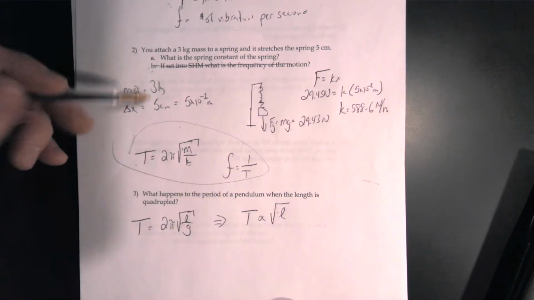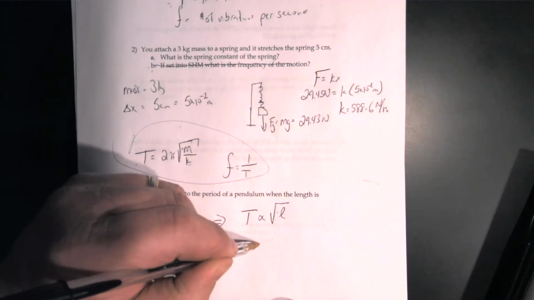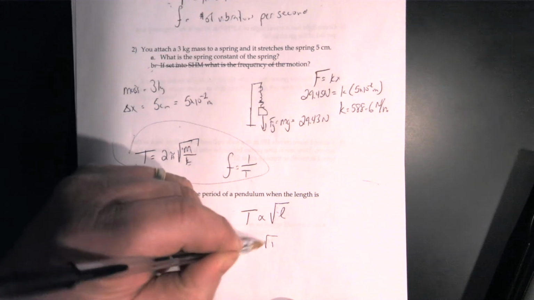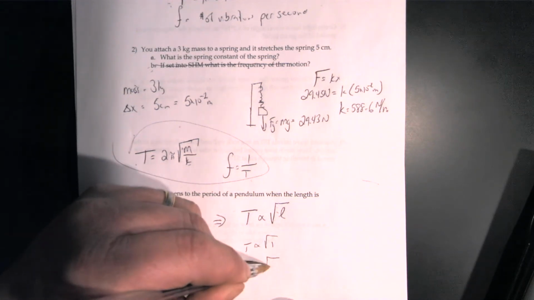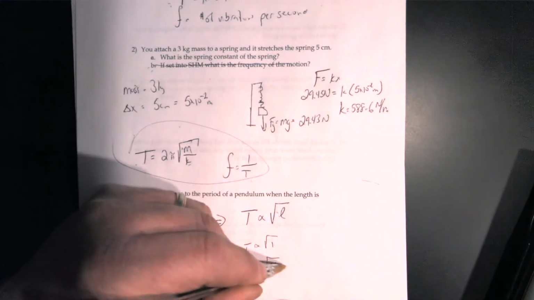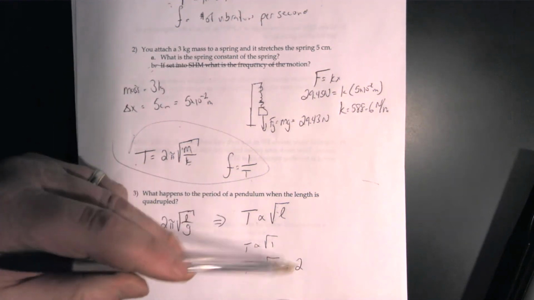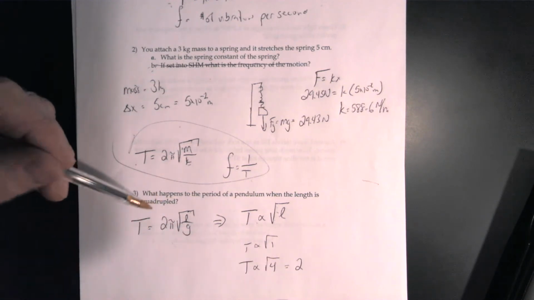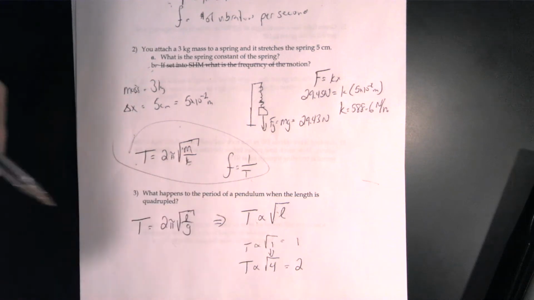So if T was whatever it was times the square root of 1, that would give me something. But if I quadruple it, T times the square root of 4, and the square root of 4 is going to be equal to 2. So if we quadruple the length, we're going to double the period. Okay, because it goes from 1 to 4. So this would be 1, that would be 2.